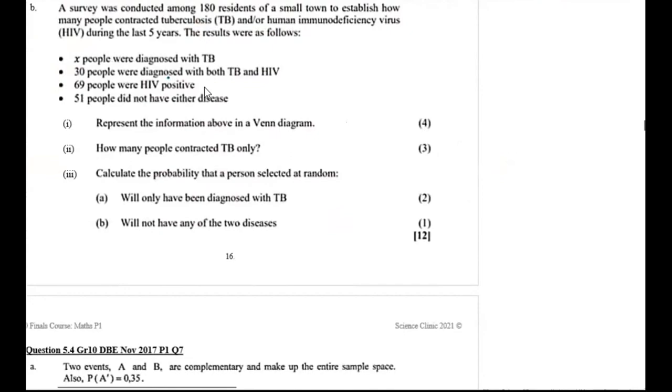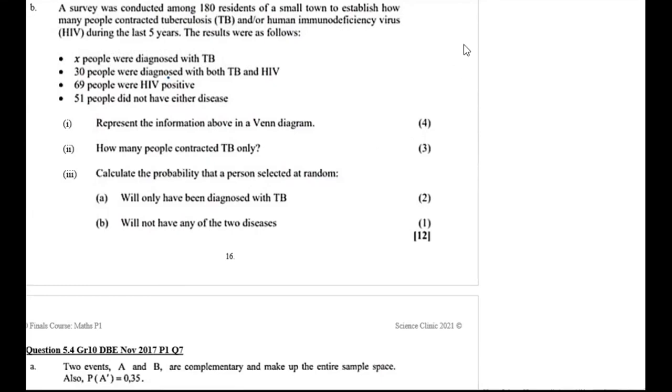Okay, great. Awesome. Okay, so it says a survey was conducted. Now I need you guys to be listening so you can answer questions in the chat, please. Among 180 residents of a small town to establish how many people contracted TB, sorry, I cannot say that word, and human immune deficiency virus, HIV, during the last 5 years. Okay, so TB, HIV, the results were as follows. X people were diagnosed with TB. Okay, so let's just quickly, the first thing they want us to do is a Venn diagram.